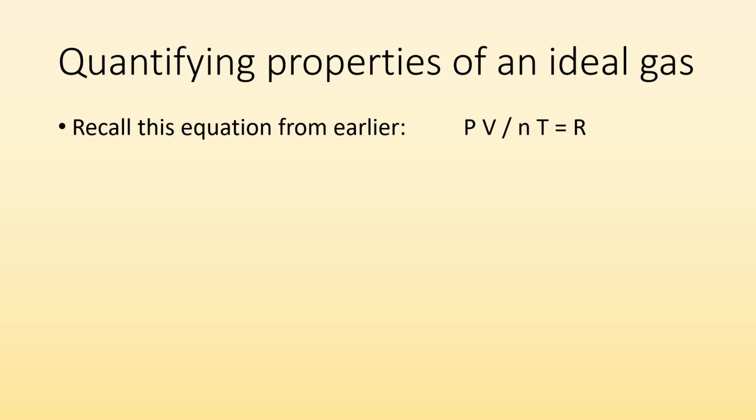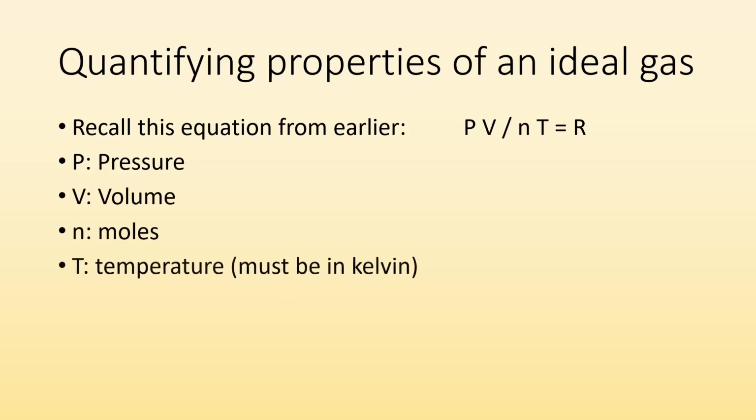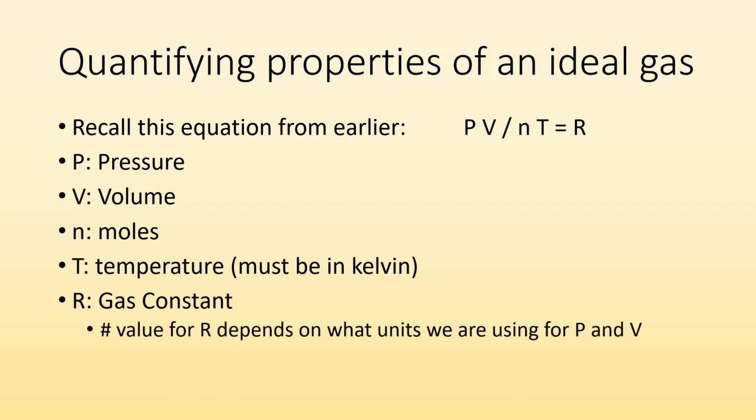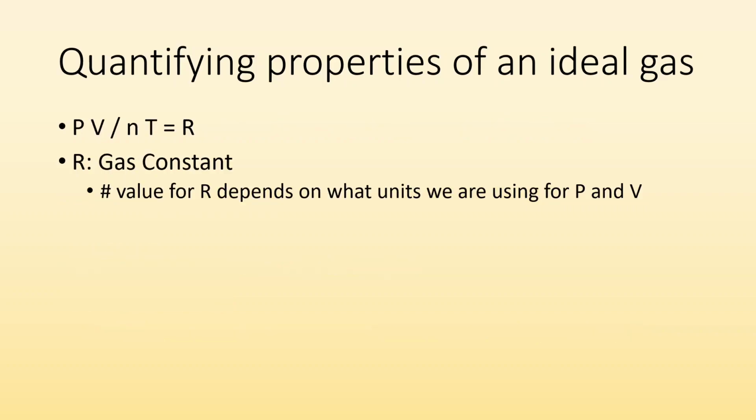First, let's recall this equation from earlier. We got PV over nT equals some constant R, right? P is pressure, V is volume, n is number of moles, and T is temperature, and it's got to be in Kelvin. And then R is our gas constant. The number for R depends on what units we're using for pressure and volume.